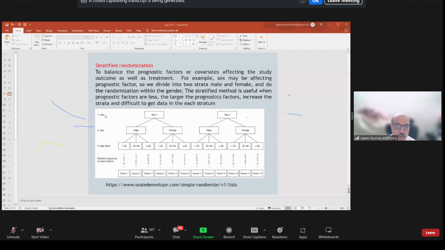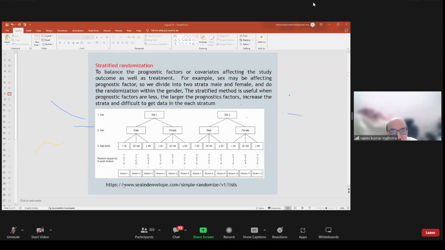I am giving one example. We have three factors: site, sex, and age. There are two sites, then sex male and female, and then the age band. We have three age bands: less than 20, 20 to 64, and greater than 65. So we have three prognostic factors to balance. How many strata do we require? That depends on the number of categories. Site has two categories and gender has two categories, so 2 multiplied by 2 is 4, and then age has three categories, that is 12. So we need 12 strata here.